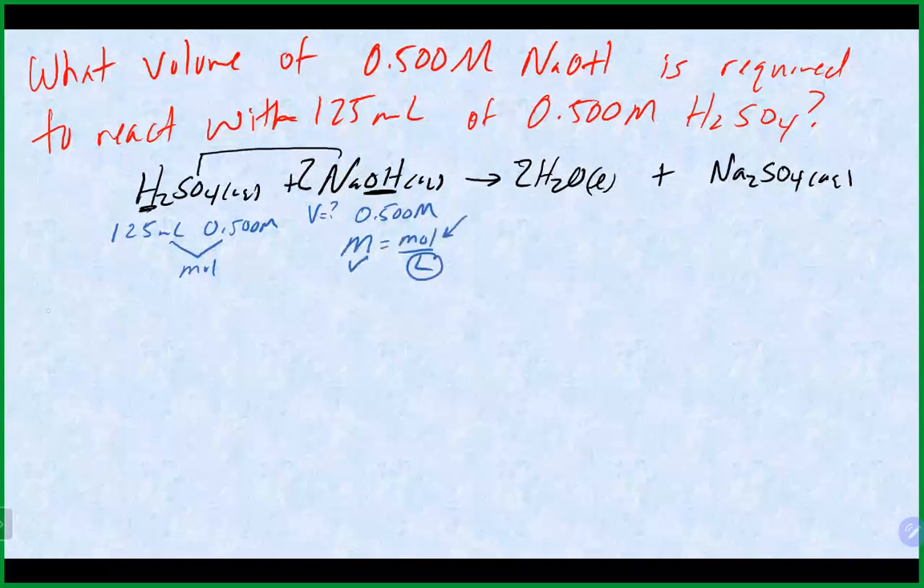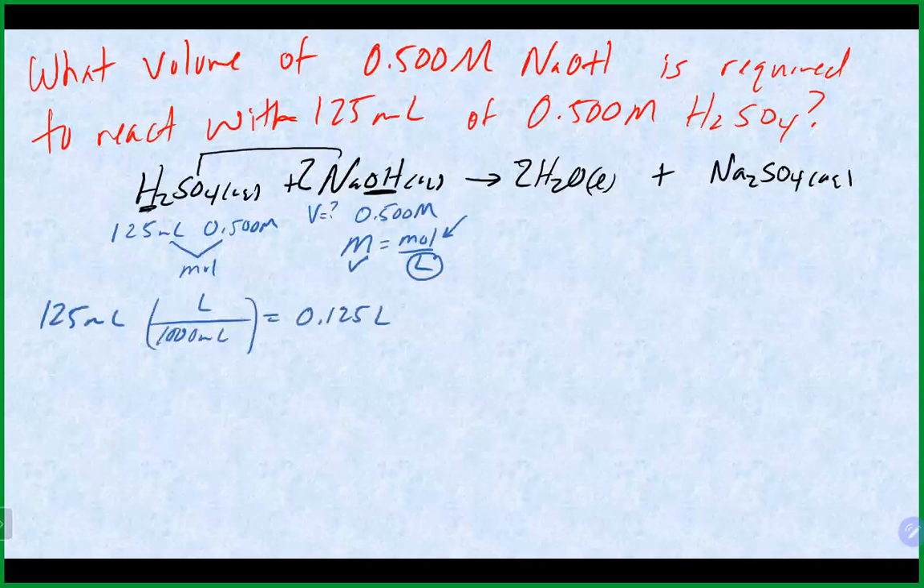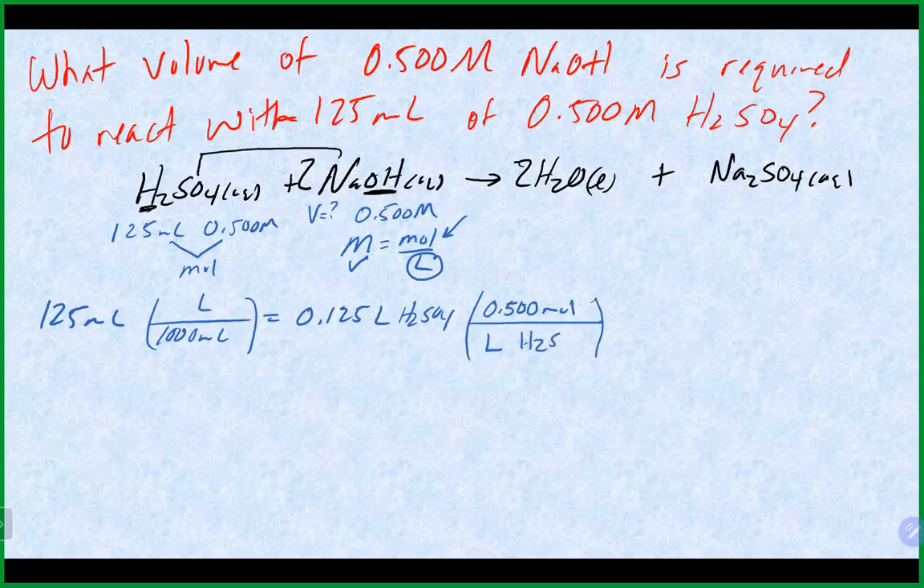We're going to take our volume there of 125 milliliters. We're going to divide it by 1,000 to convert it to liters. That gets us 0.125 liters of sulfuric acid. We will use the molarity of sulfuric acid, and getting rid of the big M means we have 0.5 moles per liter of sulfuric acid. Once again, the liters will cancel each other out, and we'll end up with 0.125 times 0.5.